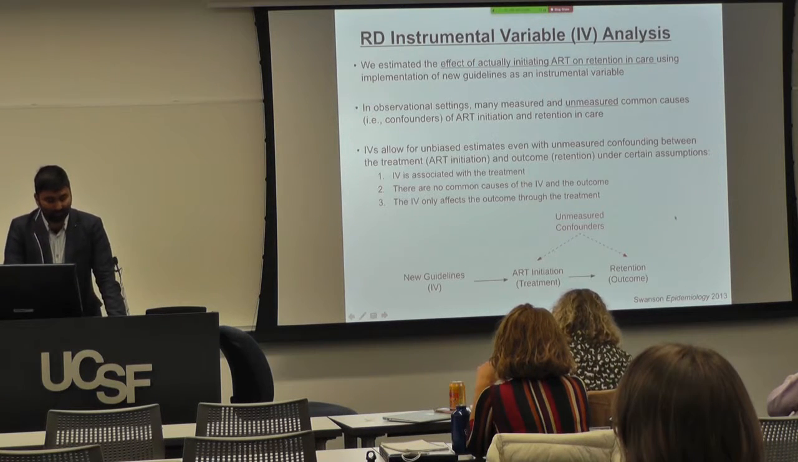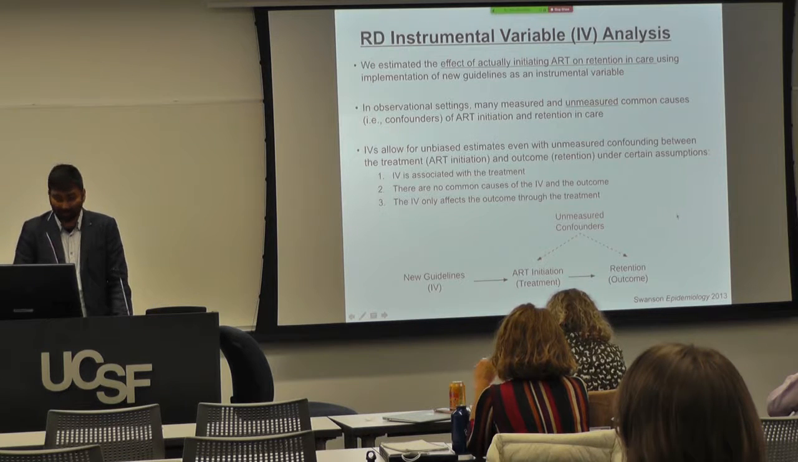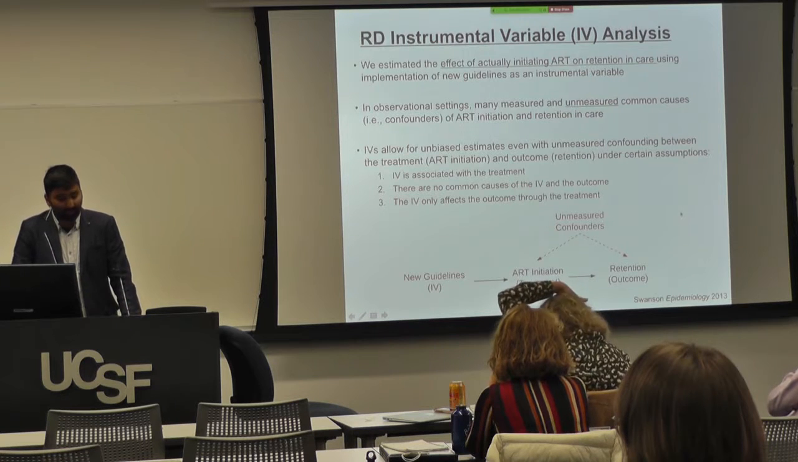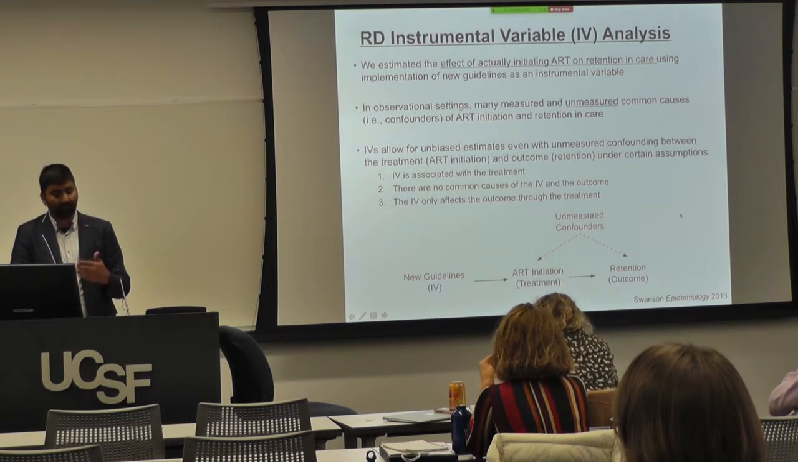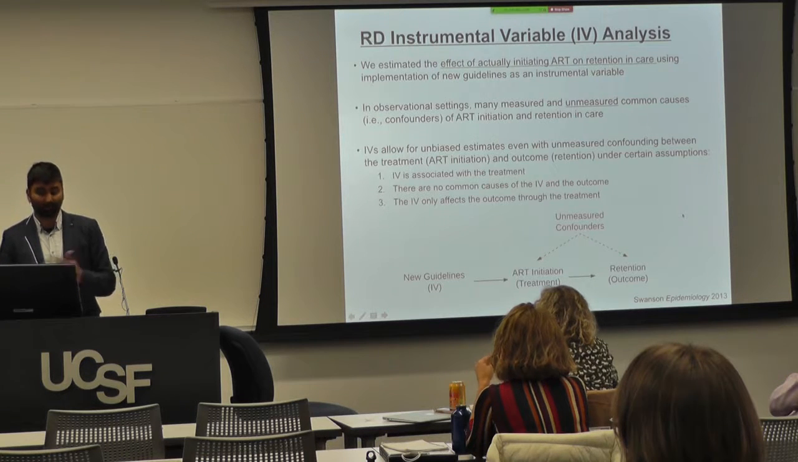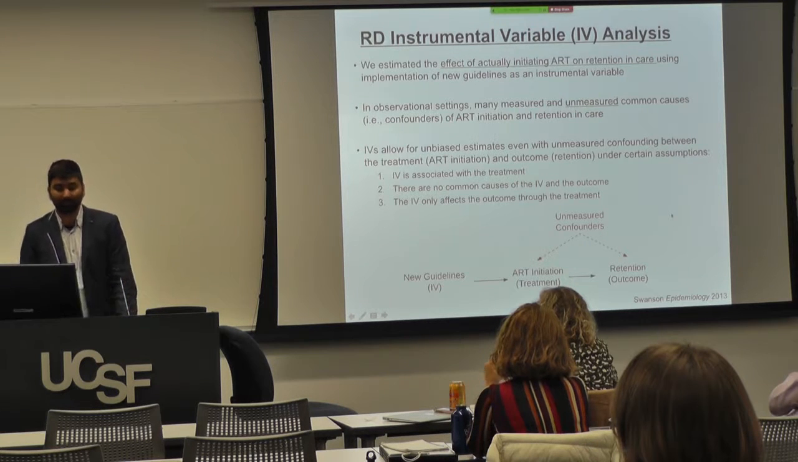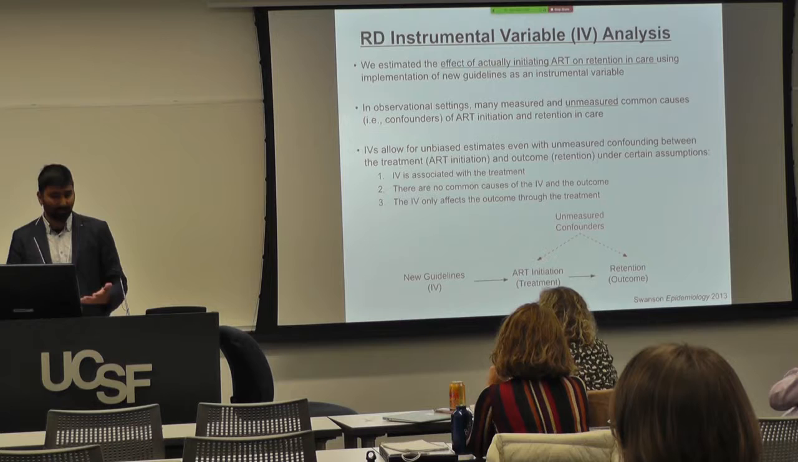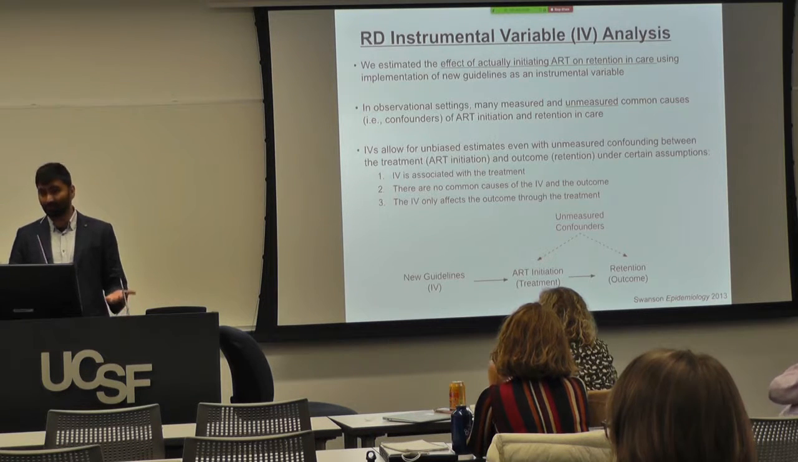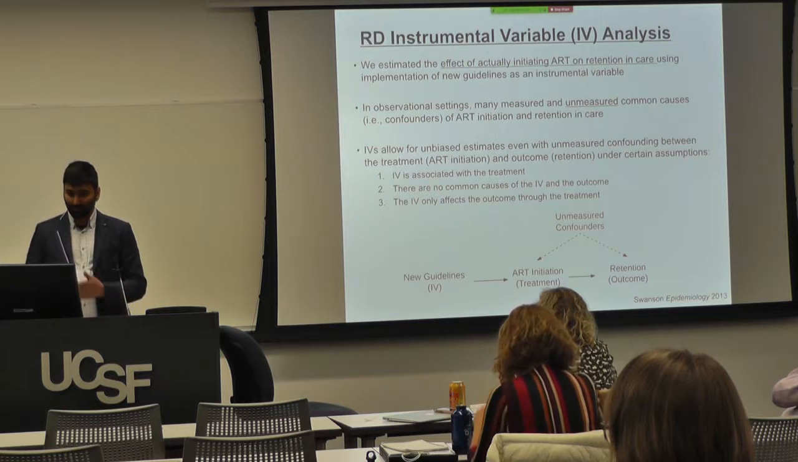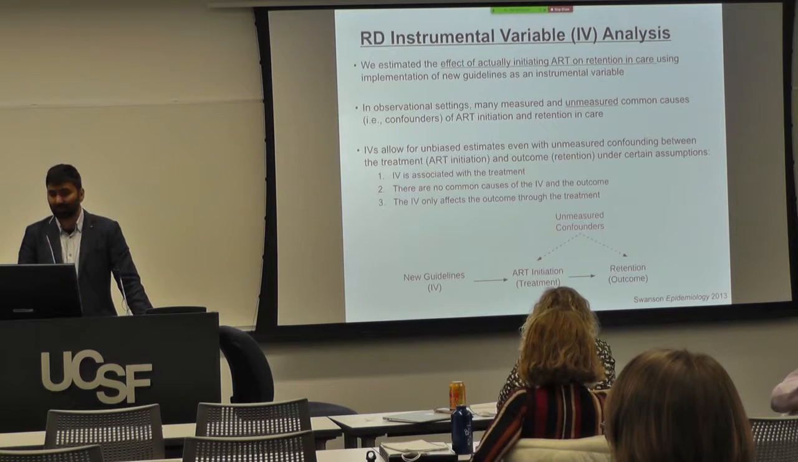So the next thing that we did was we sought to estimate the effect of actually initiating ART in routine care on subsequent retention, and we leveraged the RD design to use implementation of these new guidelines as an instrumental variable to do that. The main reason to do this is that in observational settings, there are going to be many measured and unmeasured common causes or confounders of ART initiation and retention in care. Stigma could be one. Patients' beliefs about healthcare could affect them starting ART, but then also whether they subsequently are retained. So that makes just using traditional methods for observational analysis somewhat limited in getting a robust result.